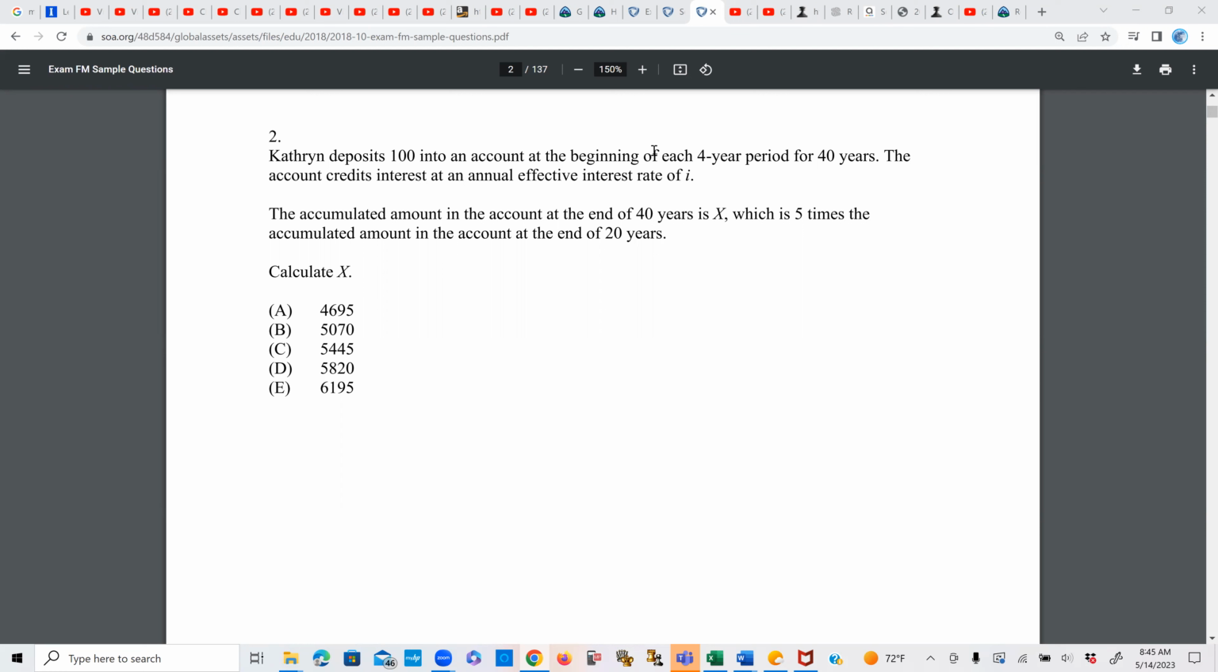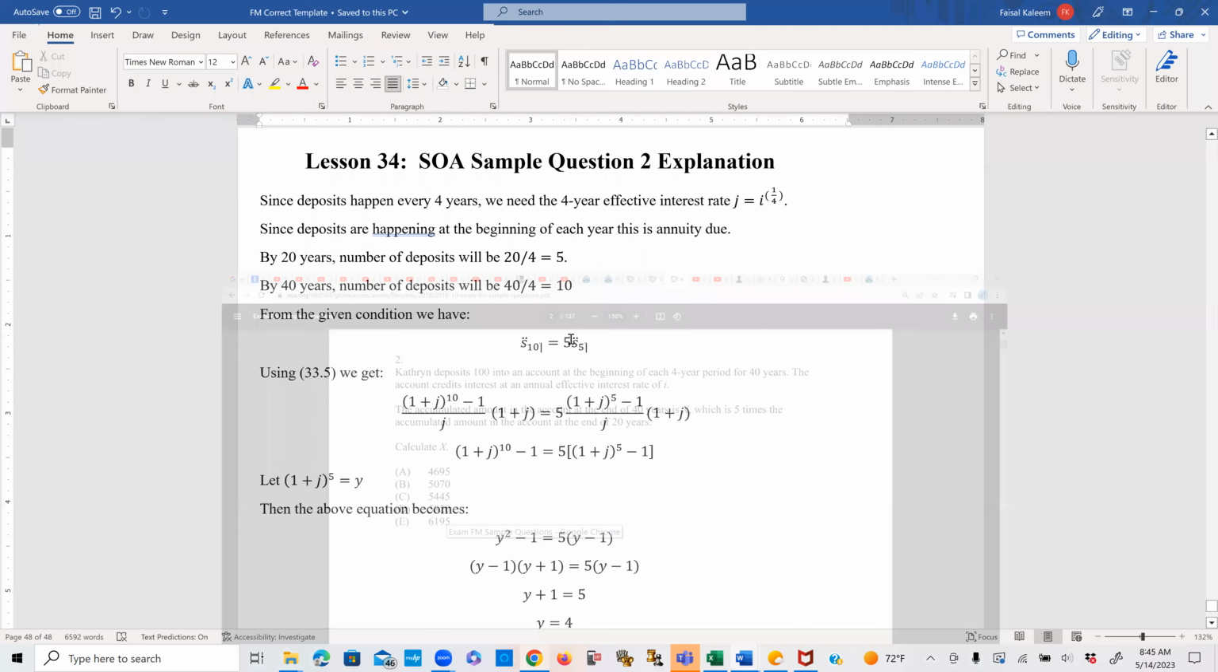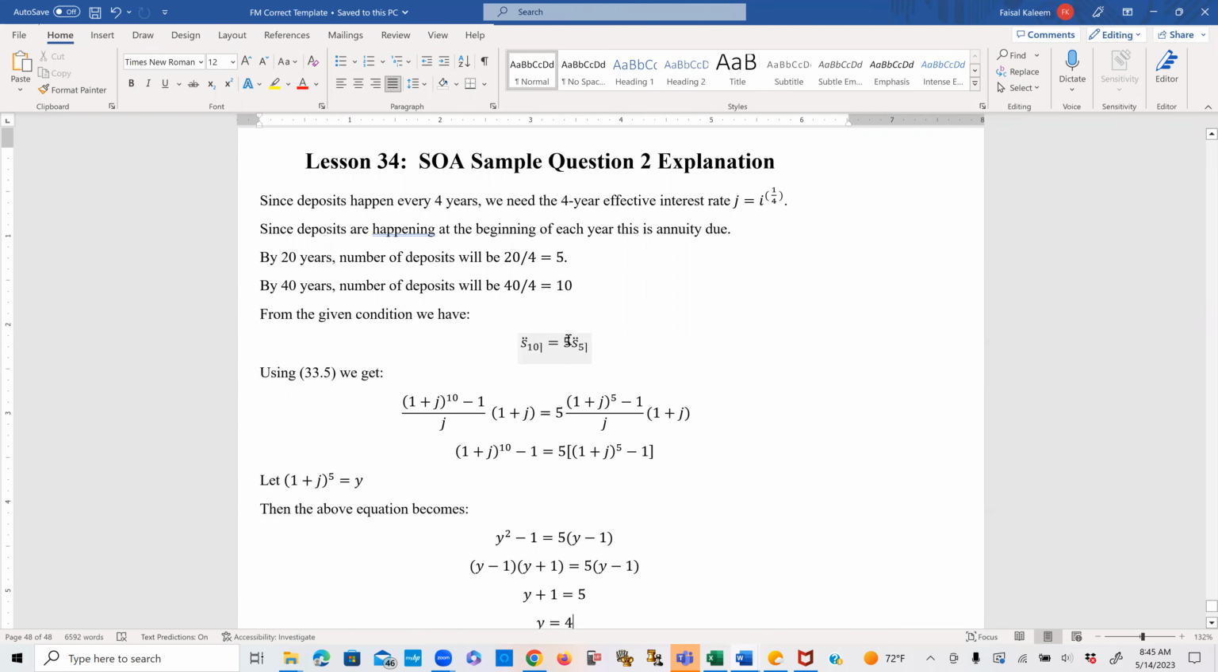So that means that in 40 years, there will be 10 deposits. And in 20 years, there will be 5 deposits. And also, because of the 4-year gap between each deposit, we need the 4-year effective interest rate, and it is denoted by I superscript 1/4. So here we say that the 4-year effective rate, J, equals I superscript 1/4.